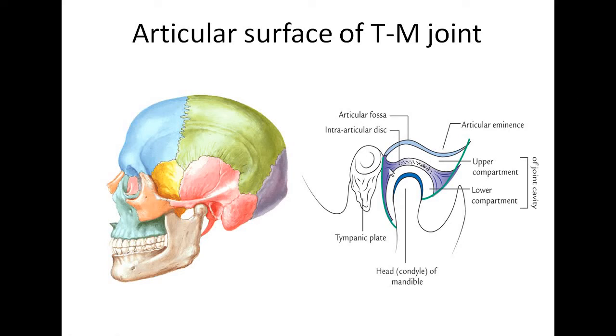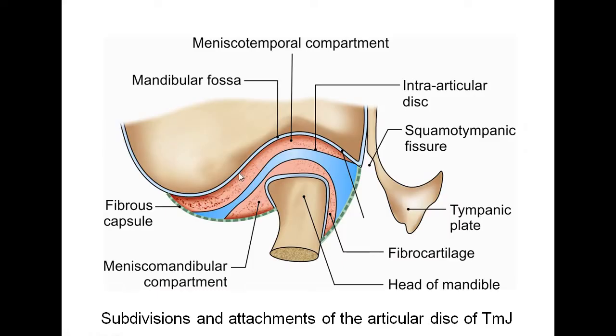Because of the presence of the intra-articular disc, the joint cavity is divided into an upper compartment and a lower compartment. The upper compartment is also called the meniscotemporal compartment, which allows the gliding movement, and the lower compartment is called the meniscomandibular compartment, which allows the gliding as well as the rotatory movement of the temporomandibular joint.